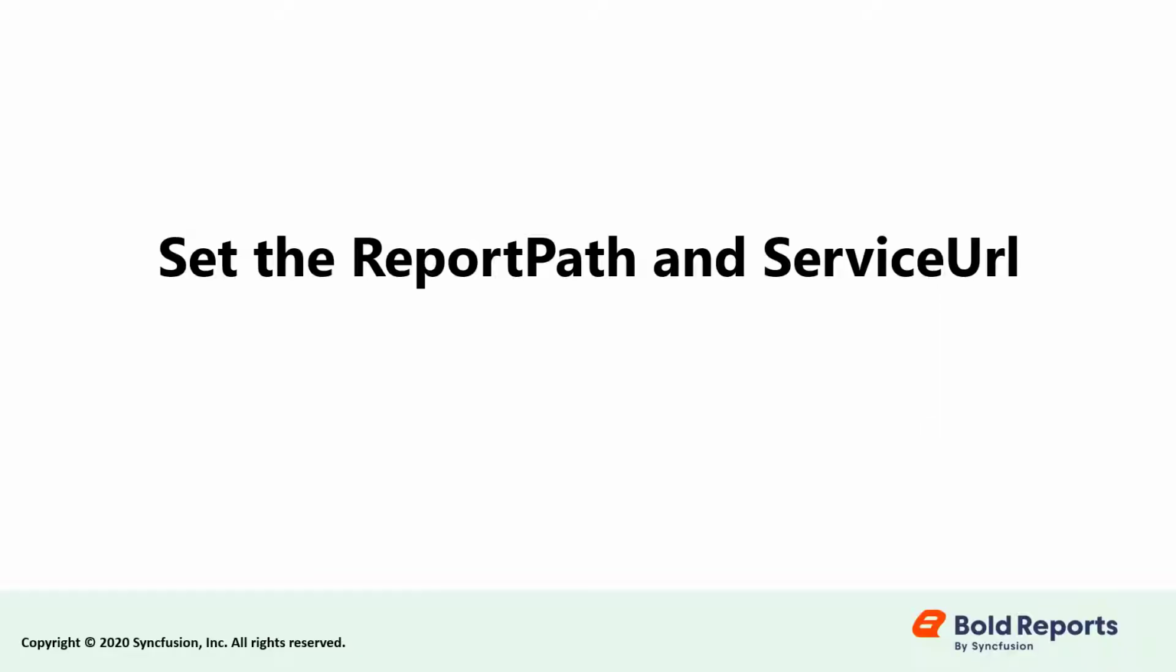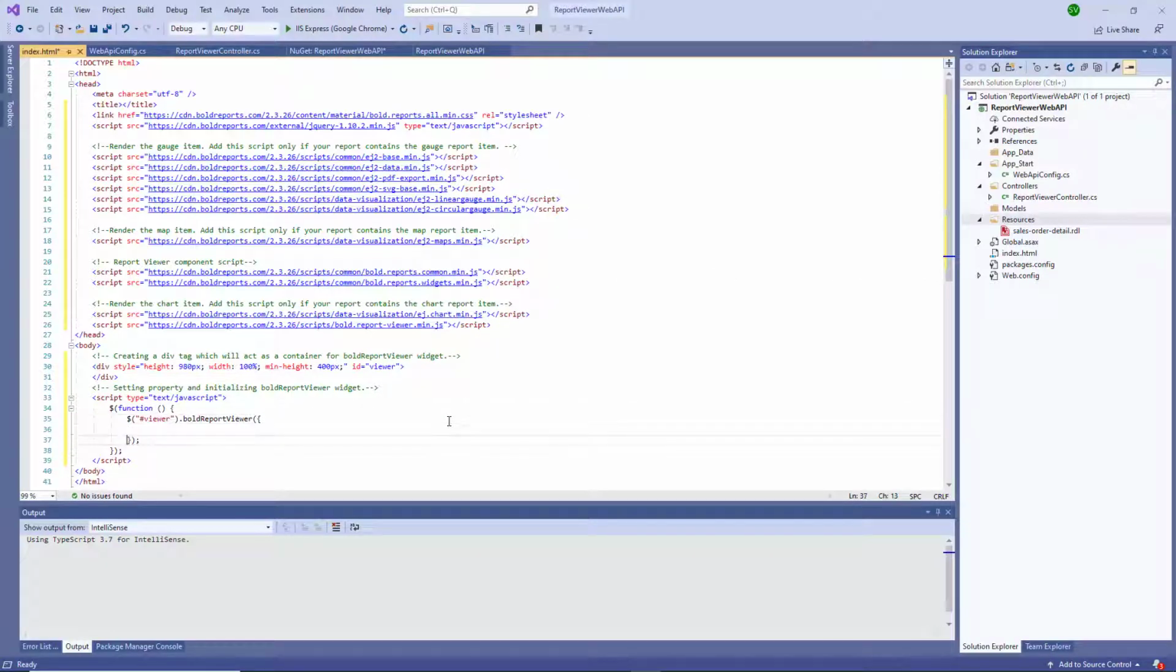Now let's set the report path and service URL. For testing purposes, set the report service URL as ./API/report-viewer and the report path as /resources/sales-order-detail.rdl, which are relative to the index.html file.